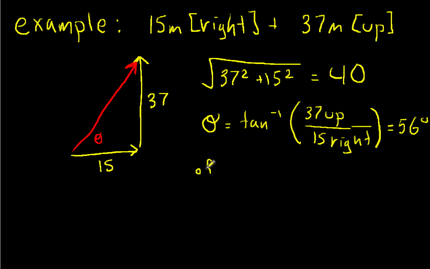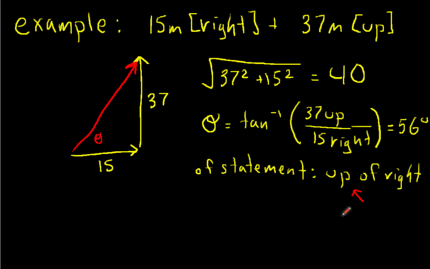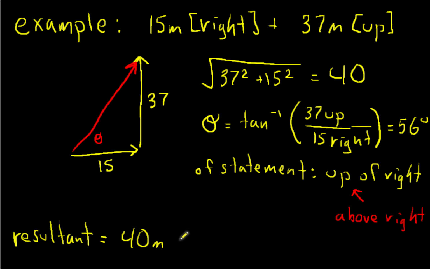And the "of" statement is up of right. Now that sounds a little bit weird, so we might convert that into English before we write out our answer to just saying above the right vector, or above right. This gives us a resultant equal to 40 meters at an angle of 56 degrees above right.